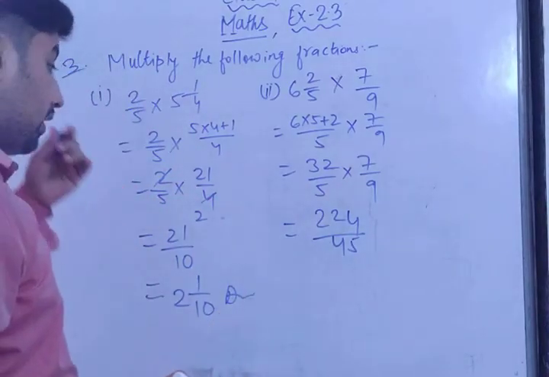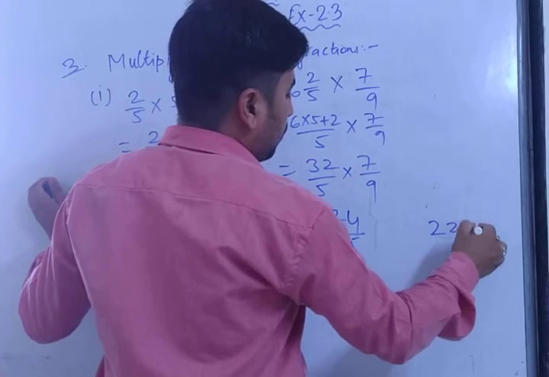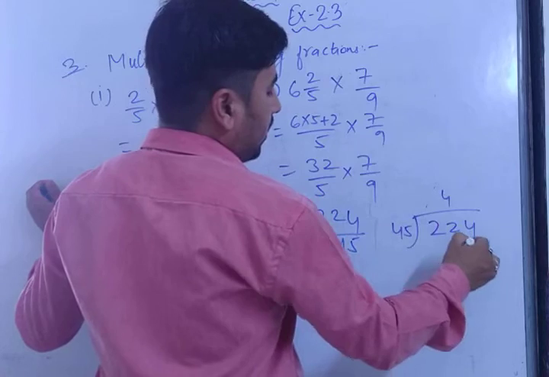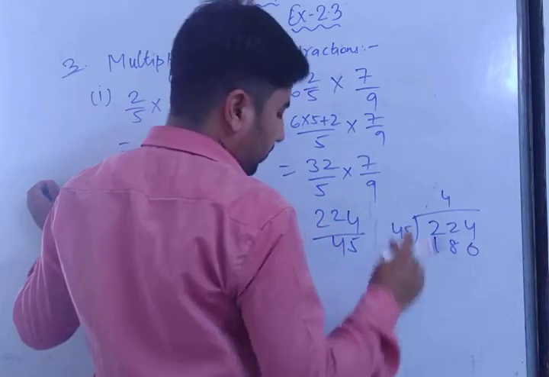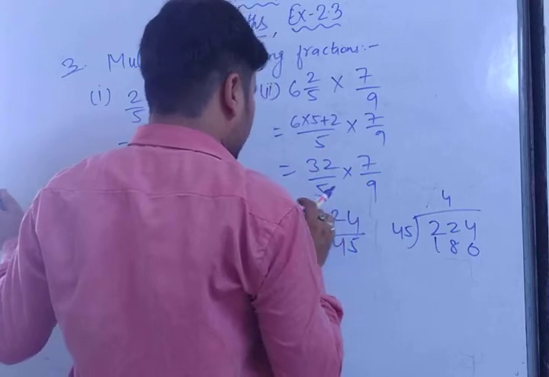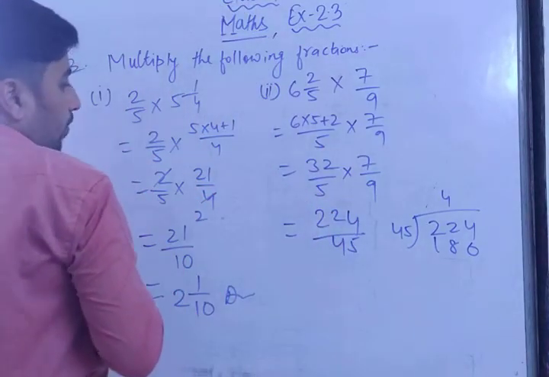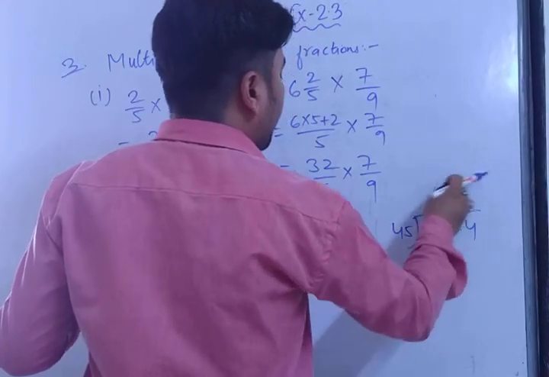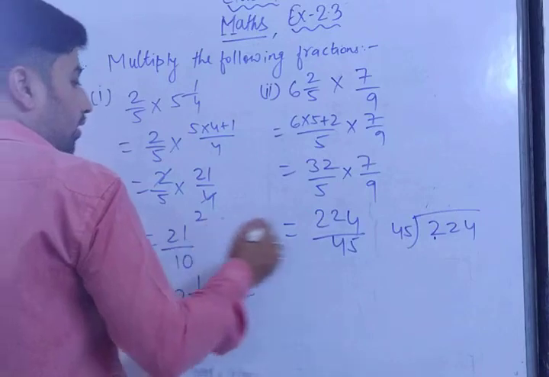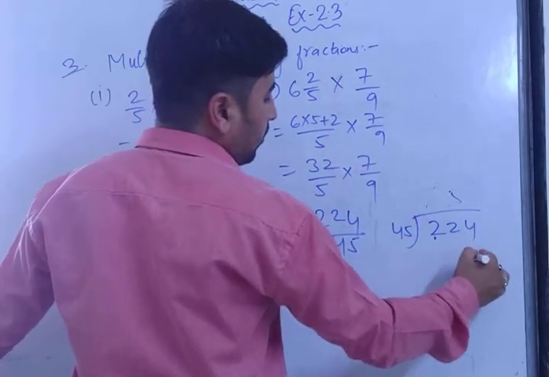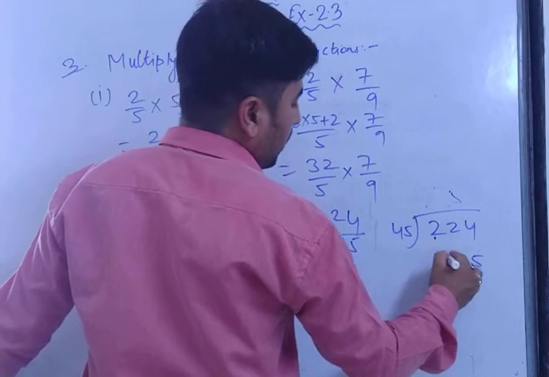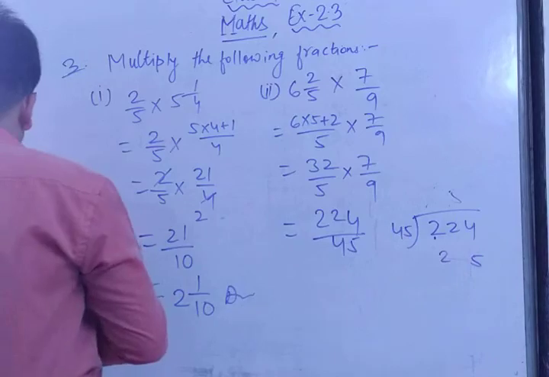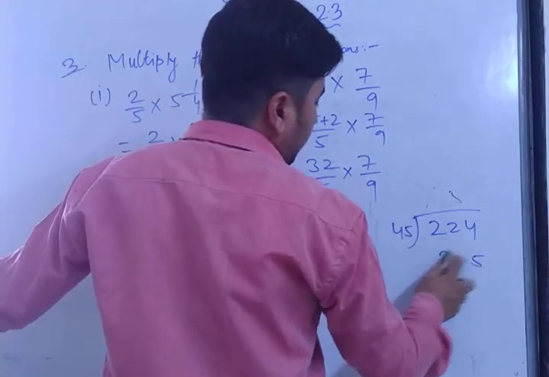Now, if you want to convert this into the mixed fraction, then what you will do? 224 here, 45 here. 4 5s are 20, 22 minus 20, 2. It can be 5s also, right? So till 5s we can divide. 5 5s are 25, then 225. Sorry. It was enough till 4 only, right?